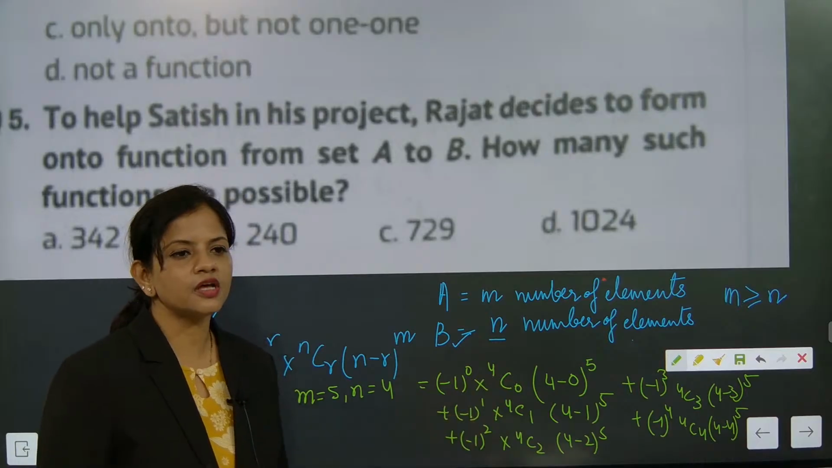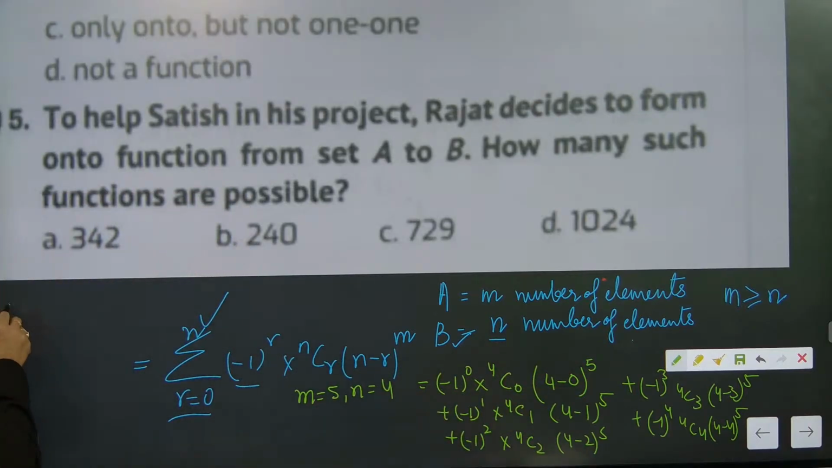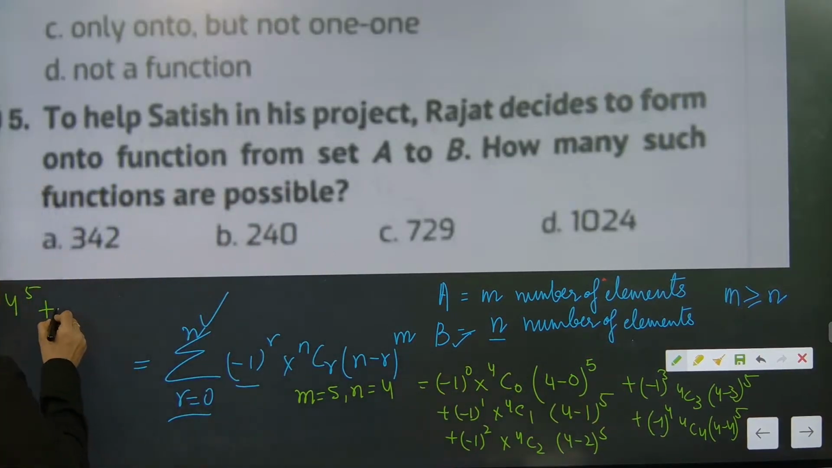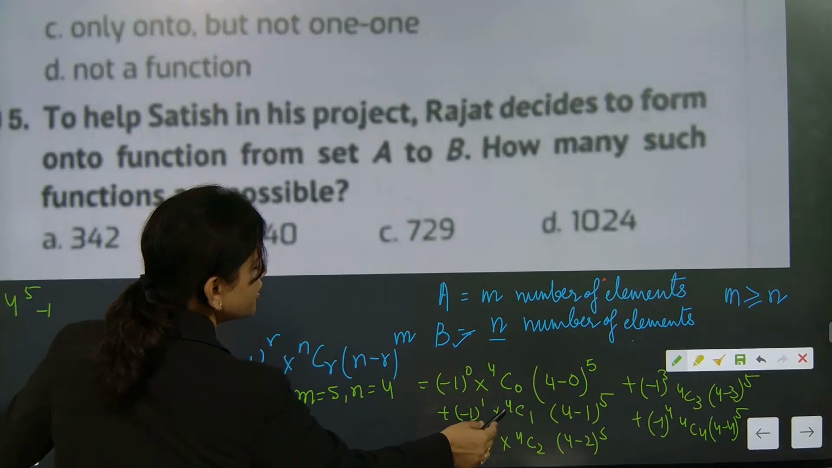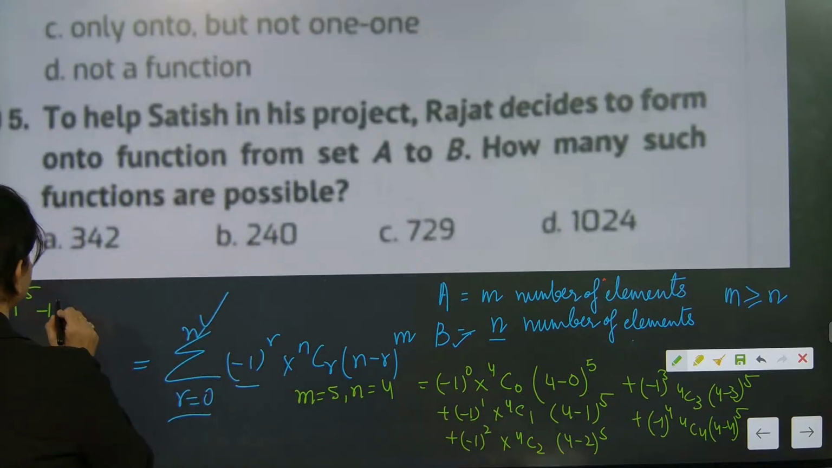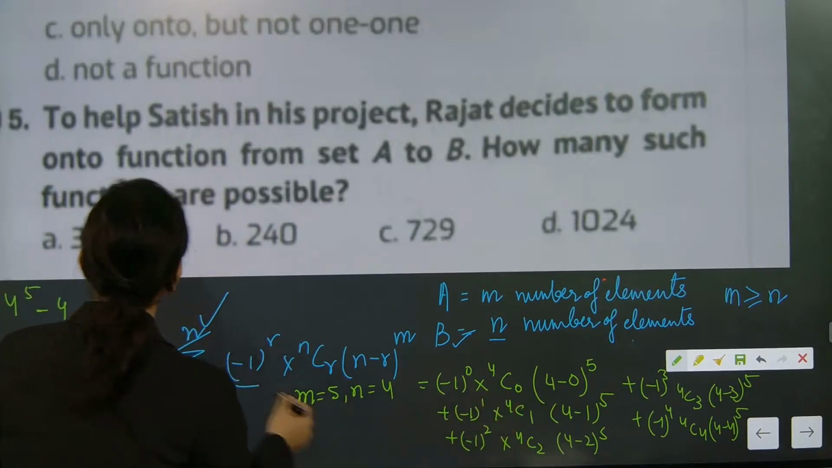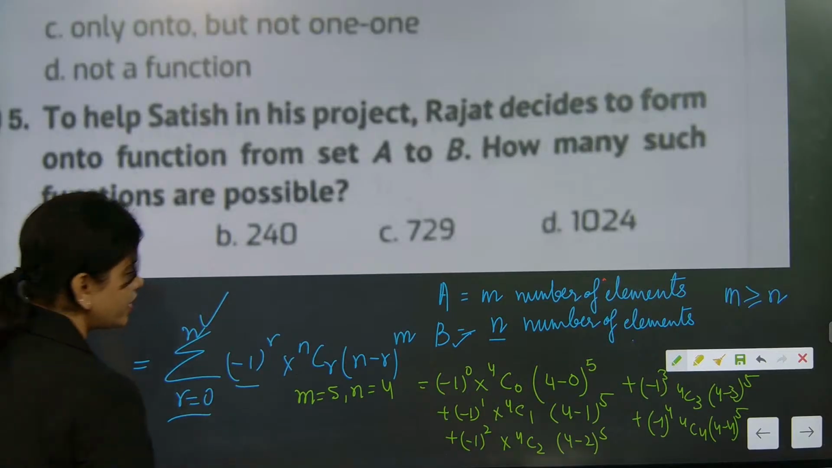Now 4c0 is coming as 1, 4 to the power 5, plus, check here, minus 1. Now here it is 4c3: 4c0, after that 4c1. 4c1 is 4, and here 4 minus 1, 3 to the power 5. Understood? Do the calculation part very quickly.